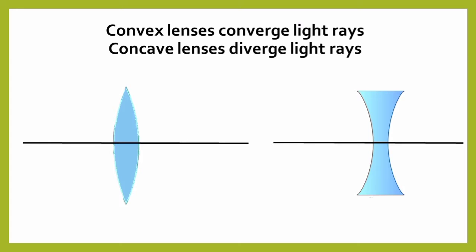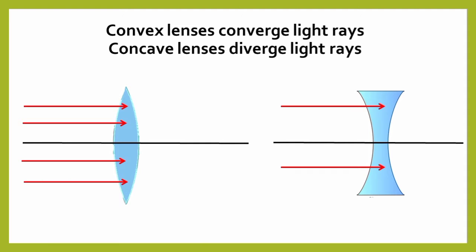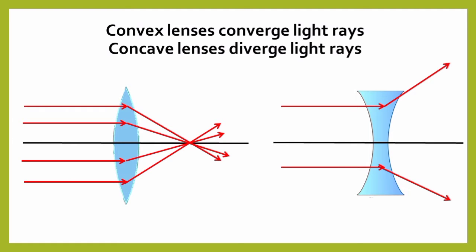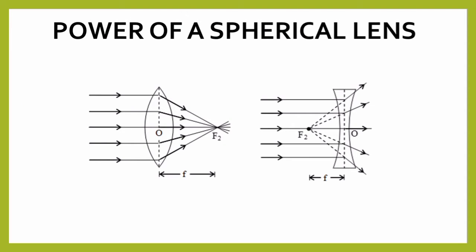We know that lenses refract light rays. When a convex lens converges light rays, a concave lens diverges the light rays falling on it. Power of a lens is the extent to which this convergence or divergence takes place. So we can define power as the degree of convergence or divergence of light rays that fall on a lens.